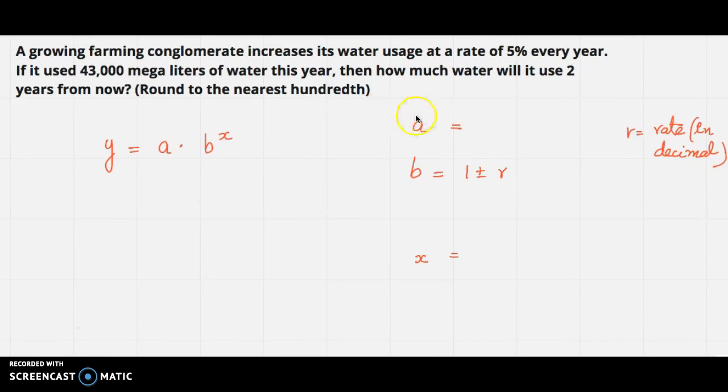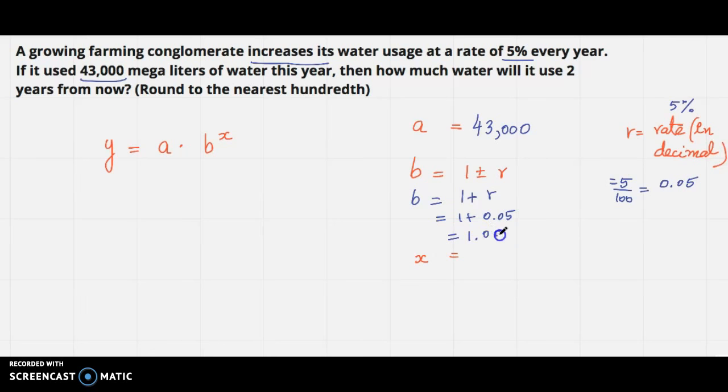Question number 5. As we read it, we can see that there is a rate here. It says this farming company is increasing its water usage at the rate of 5%. I'm just underlining the keywords here, and it looks like it started with 43,000 megaliters of water. So A must be 43,000, and B, since it's increasing, I have to go with the plus sign. It's 1 plus R, and the rate of increase here is given as 5%. When we change 5% to a decimal, it's 5 divided by 100, which is 0.05. So our B becomes 1 plus 0.05, which is equal to 1.05. That's our B.